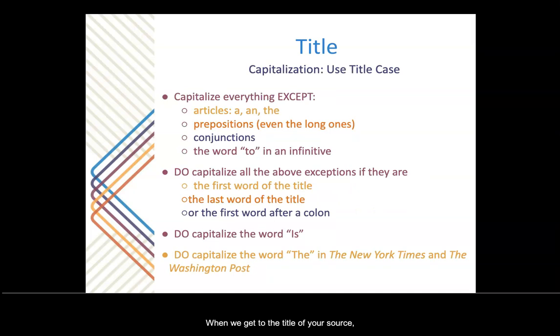When we get to the title of your source, you use the title case, which means you capitalize everything except for articles, prepositions, conjunctions, and the word to in an infinitive. An infinitive is the verb form, so to write or to think. Conjunctions are those words that combine 2 sentences, like and, or, nor, for, yet. You do capitalize all of the above exceptions if they are, and only if they are, the first word of the title, the last word of the title, or the first word after a colon or other piece of punctuation.